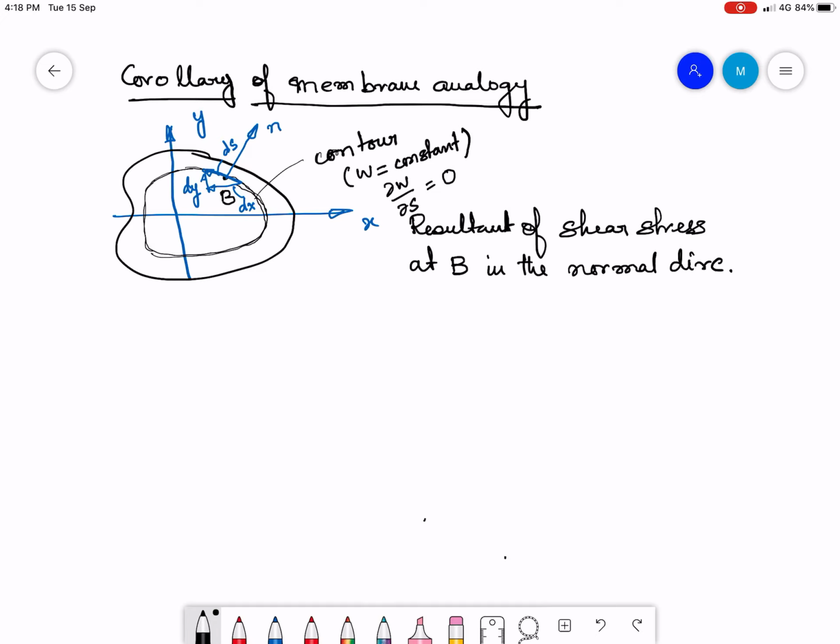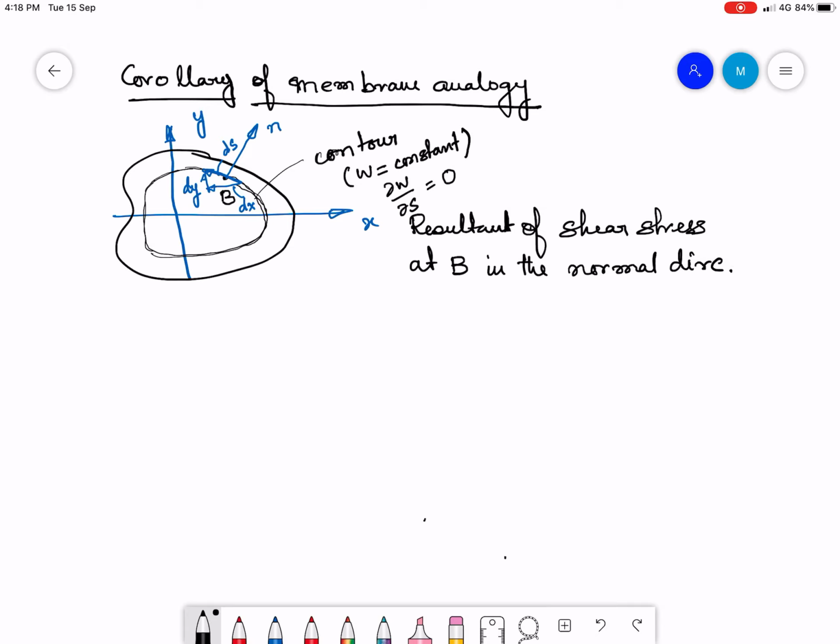So, let me just repeat. What we are doing is drawing a contour line on the membrane, a line that has the same deformation or deflection in the z direction, that is, W is constant along the contour line, and therefore del W by del S is equal to 0. Now, we choose an arbitrary point P on the contour, and N is the normal to the contour at that point, and ds is an elemental length along the tangential direction of the contour.